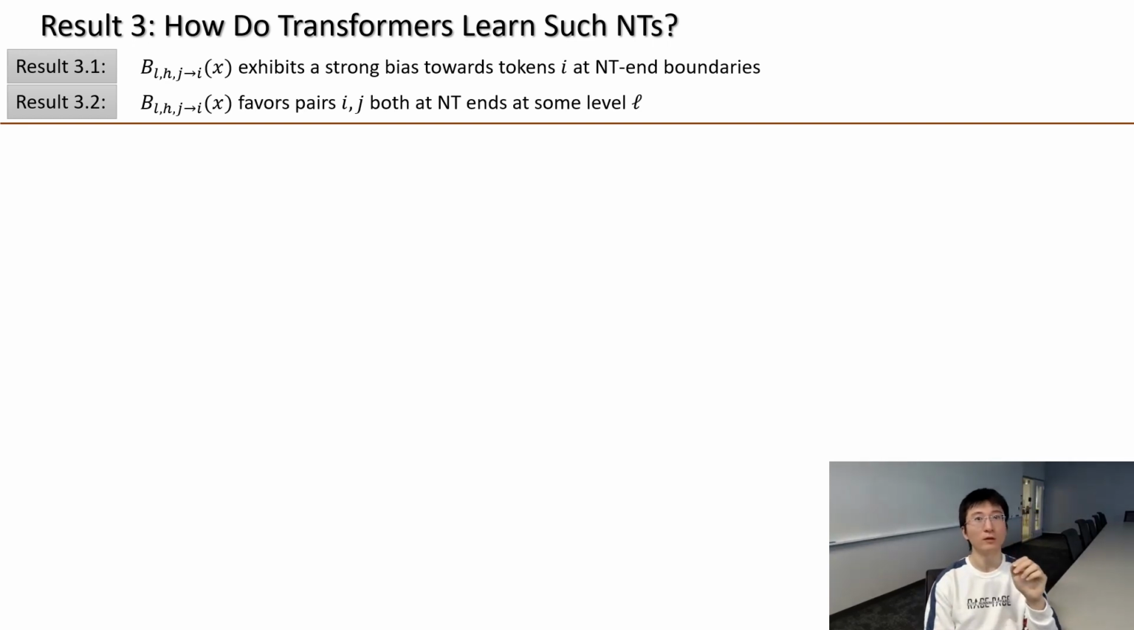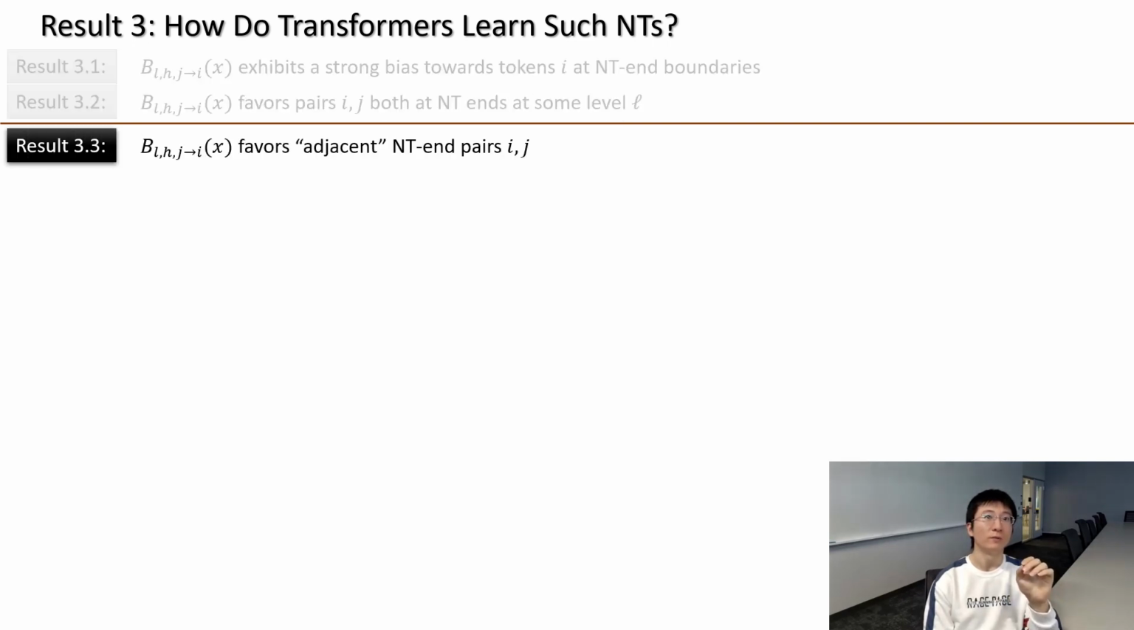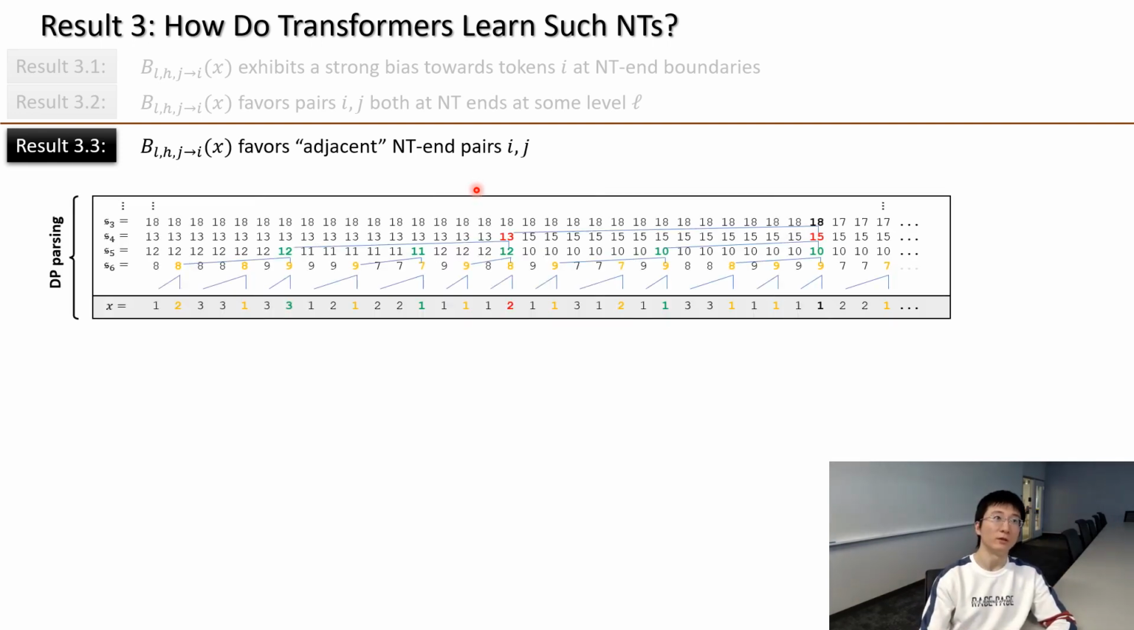The third finding, in my mind, is the most striking here. That is, the B value actually favors adjacent NT-end pairs. So not only does it favor IJs that are both at NT-ends, but it actually favors those that are also adjacent. So I need to define what I mean by adjacency. This requires a little bit of definition.